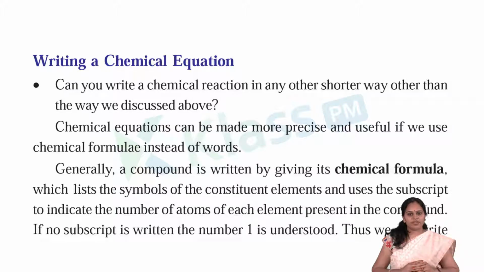How to write a chemical equation? When you consider a chemical equation, there are two things: how to write the chemical equation and how to balance that equation. Now we will see how to write a chemical equation. Can you write a chemical equation in a shorter way? Right now we discussed it in word form: calcium oxide plus water gives calcium hydroxide. Is there another notation to transform this word notation into a simpler way? Let us see that.